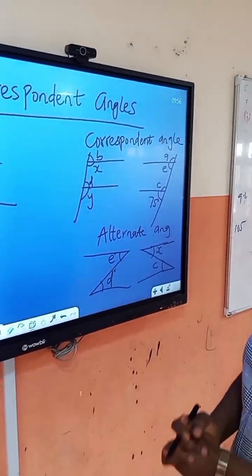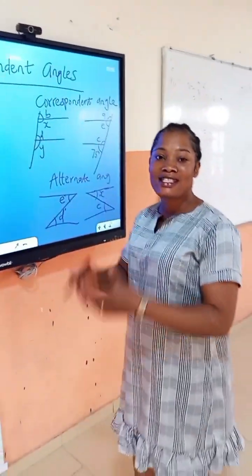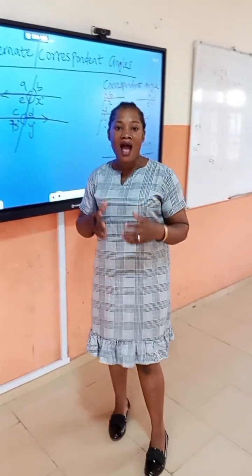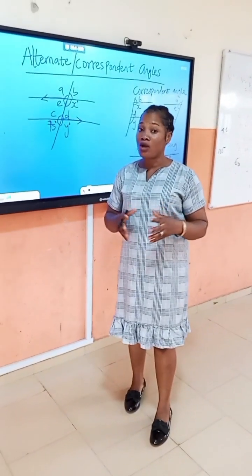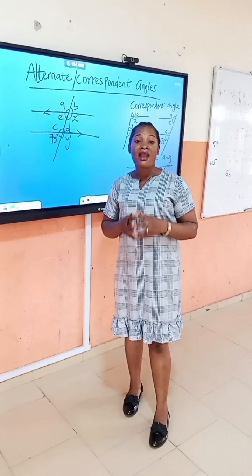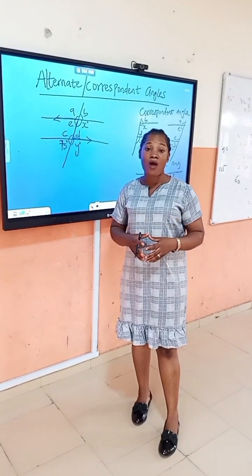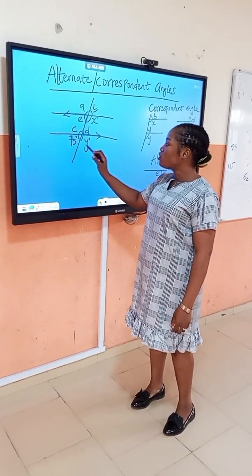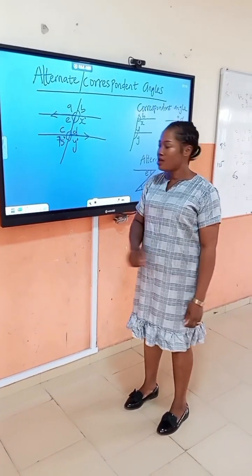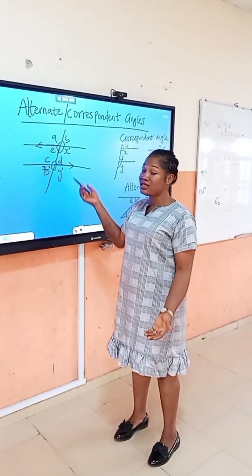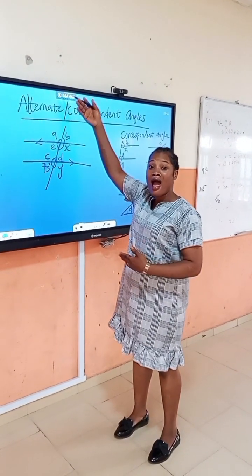Now, how can we find these letters? Our correspondent angles are equal. Those angles that correspond to each other are equal, while the angles that are alternate to each other are also equal. Right now, what do we go with first? We go with Y first, because Y will at least give us a way to find every other angle.